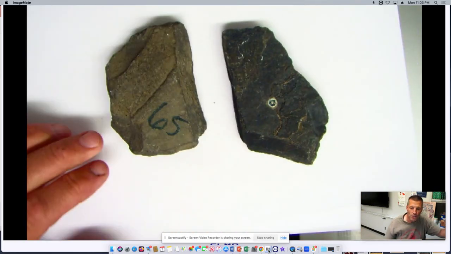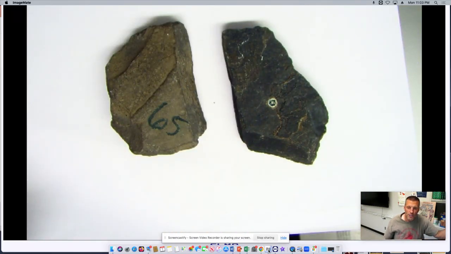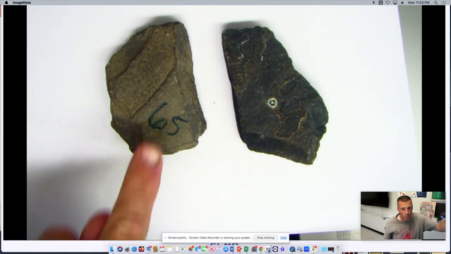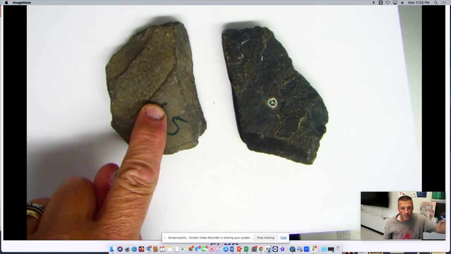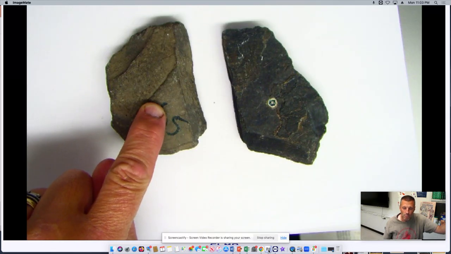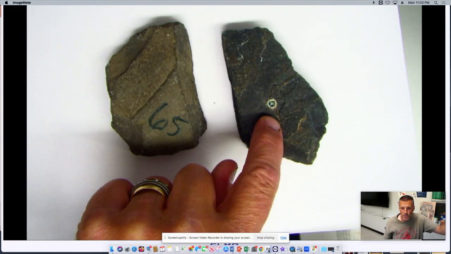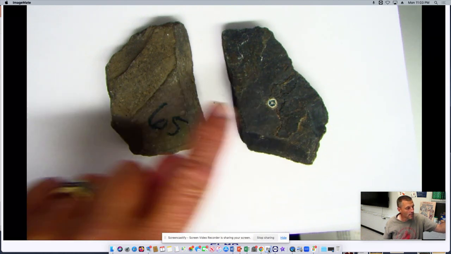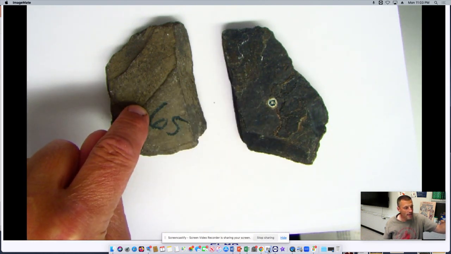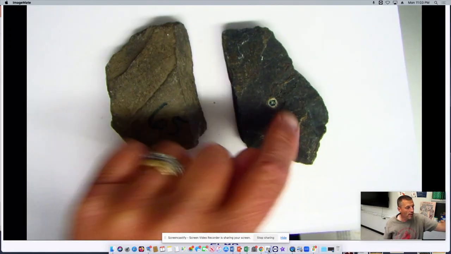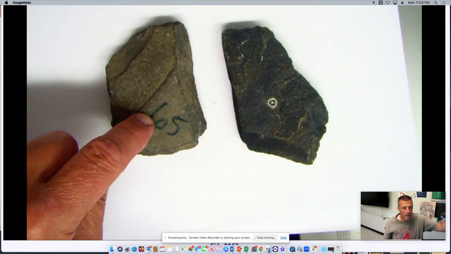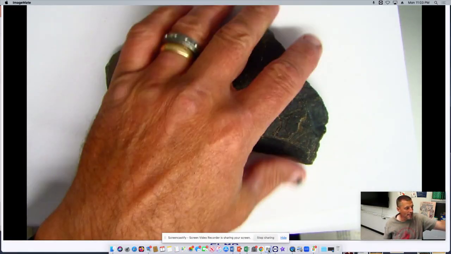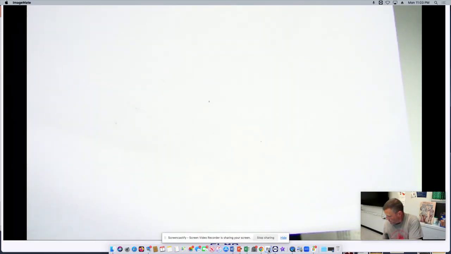Okay, which one of these is shale and which one is slate? Well, this one is shale because it's duller and more gray. And this one is slate because it's a little shinier and more black. Sedimentary, metamorphic. Sedimentary shale, metamorphic slate.